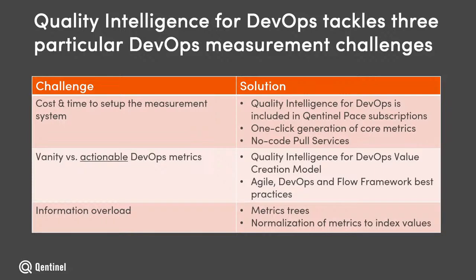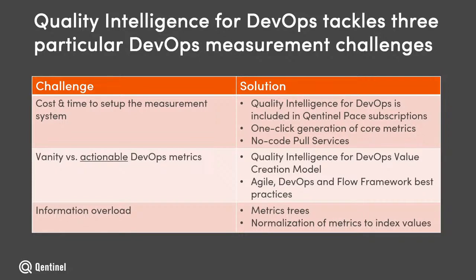Secondly, finding actionable DevOps metrics is not easy. Qentinel has pioneered in using system dynamics modeling to predict quality of information systems. That system model is called the value creation model, and we have applied that patented method for modeling DevOps and predicting its outcomes. This unique approach allows you to find actionable leading indicators for the DevOps goals, so flow of value and quality.